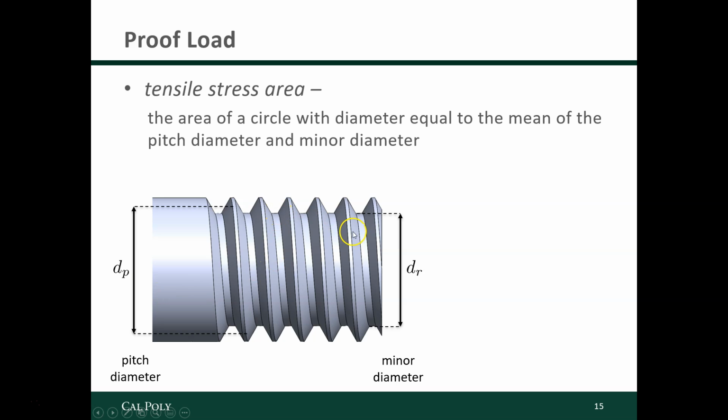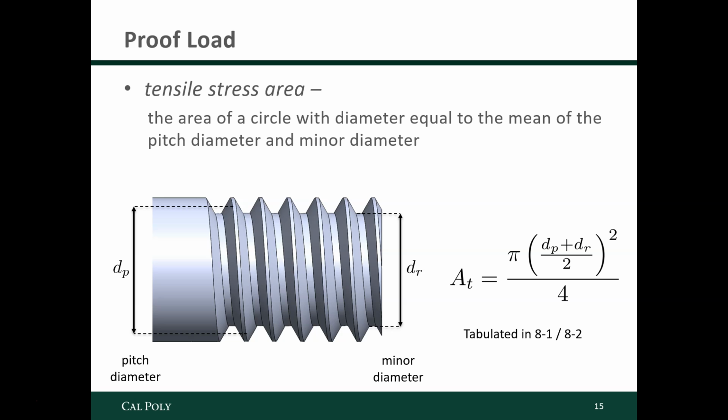The mean diameter, d sub m, was the mean between the minor diameter and the major diameter. Now we're going to take the average of the minor diameter and the pitch diameter. We're going to square that and multiply it by pi over 4, and that gives us our tensile stress area. So this is effectively the area over which stresses are carried in the bolt. If you want to figure out what the normal stress in a bolt is when it's being pulled apart, it's approximately equal to the load over the tensile stress area. This is going to help us figure out the strength of a bolt and how much load it can handle. If we know the strength of the material it's made of and we know the tensile stress area, we can figure out how much load the bolt can handle.